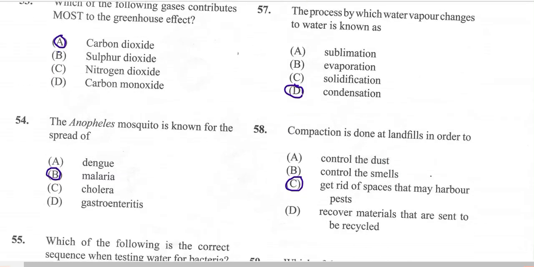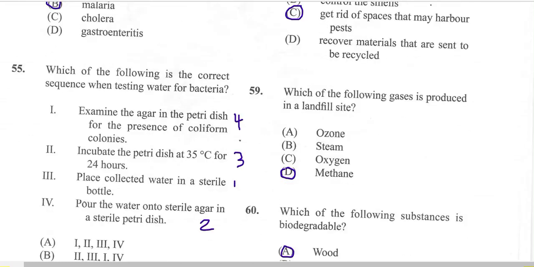So question 54, we talk about the Anopheles mosquito is known to spread. How I teach this lesson, I usually tell my students that the Aedes is for dengue, and Anopheles is for malaria. So the answer here is going to be B, for 54. The Anopheles mosquito is responsible for spreading malaria. Then we move on down to 55. Which of the following is the correct sequence when testing water for bacteria?